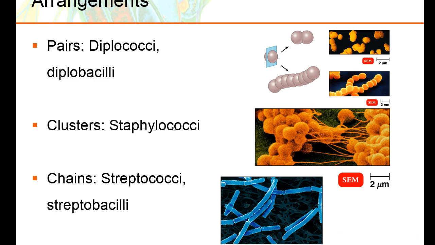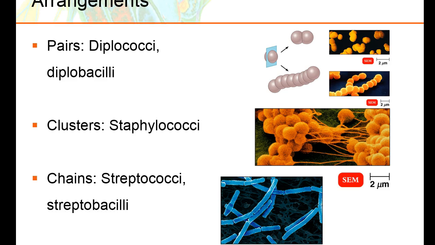By definition, the word diplo means two. So if I have diplococcus, that's going to be two circles side by side. If I have diplobacillus, what do you think that's going to look like? That's going to be two rod-shaped side by side. The word staphylo means cluster, clumped together.